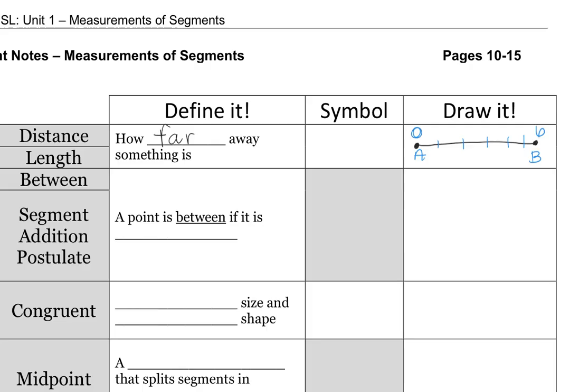It's how far away from one point to the other. When we say it with our symbols, I want you to tell me from what end to what other end it starts and stops. So it's going to go from A to B, and we just put those two letters together, nothing else. And that tells us the distance from A to B.